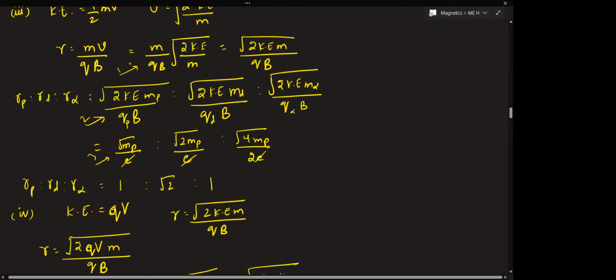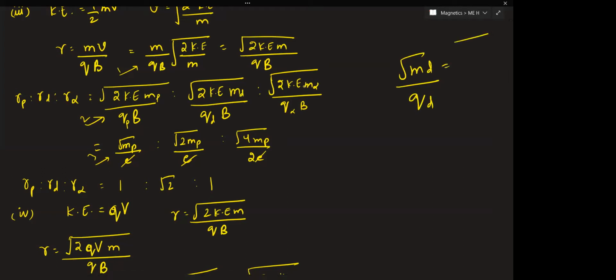MP. See, the kinetic energy and magnetic field will get cancelled. So under root MP by charge will be left. This is fine. Yeah, then it should be 2MD, right? 2MD, 2MP is there. See, the kinetic energy and magnetic field are getting cancelled. So under root MD by QD is left.